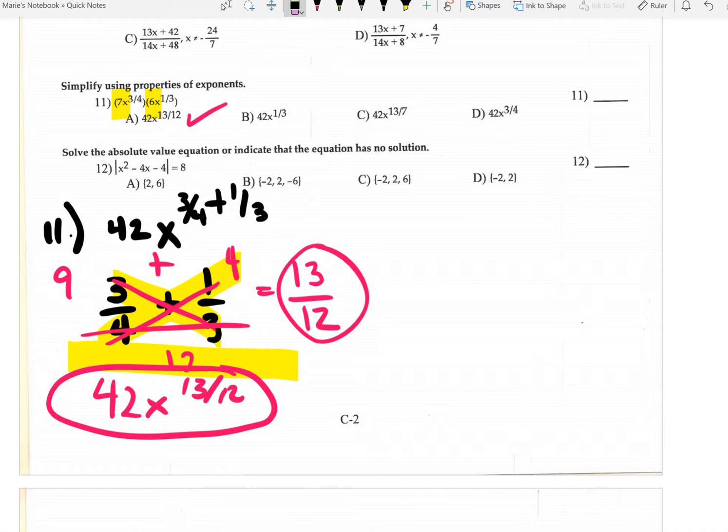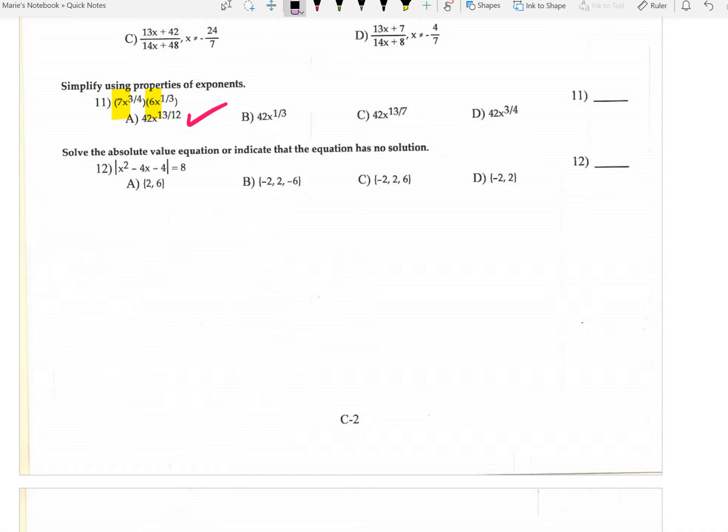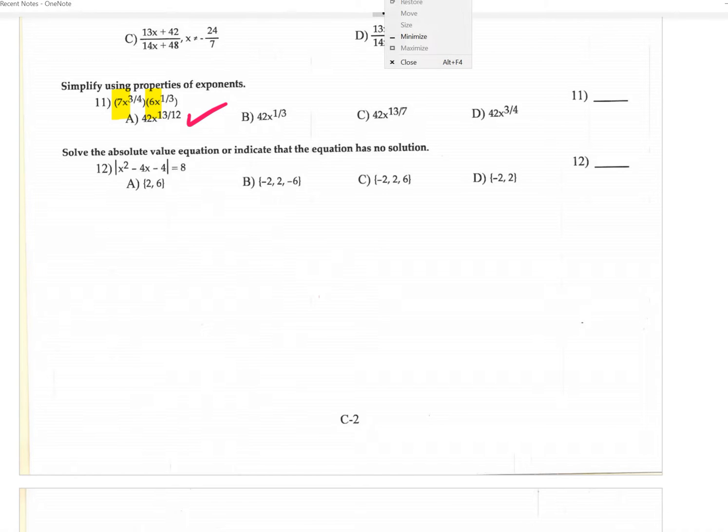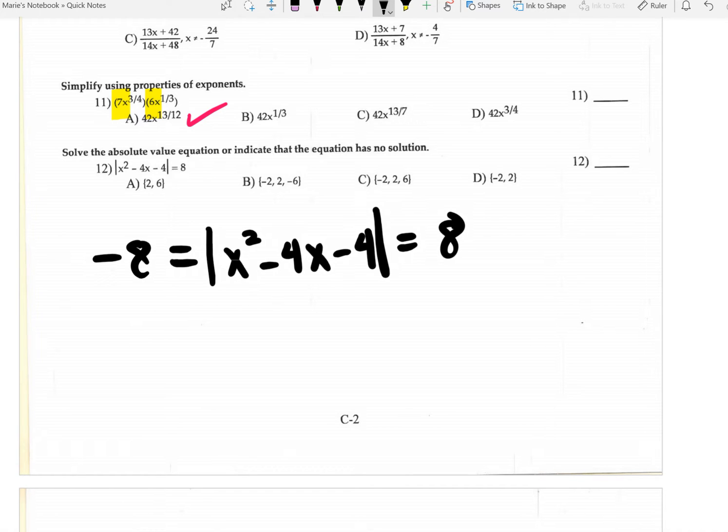Number 12. Number 12 is actually very easy. It looks a little ominous at first, but actually it's not. But it does require a few steps, and so let me show you the steps. They start you off with the absolute value of x squared minus 4x minus 4, and that's equal to 8. So we're going to complete that with a negative 8 on this side. We start with that.